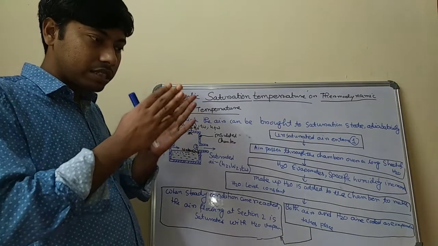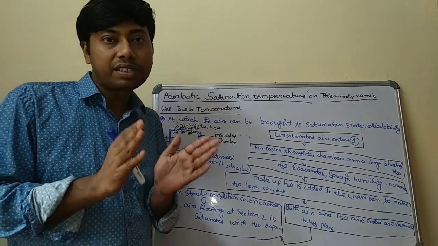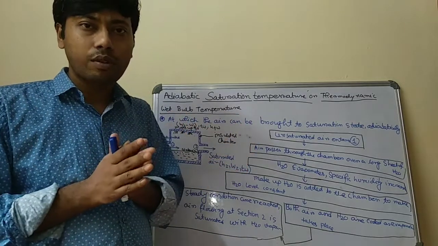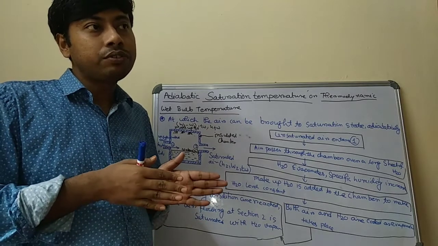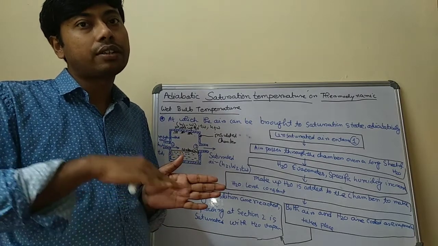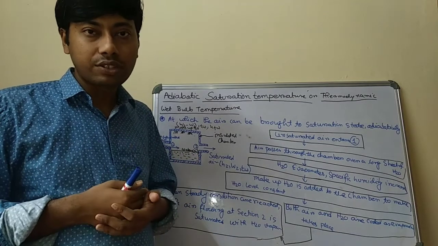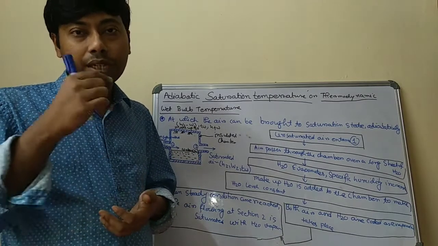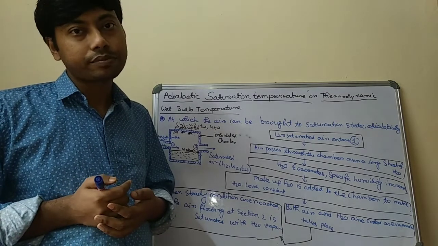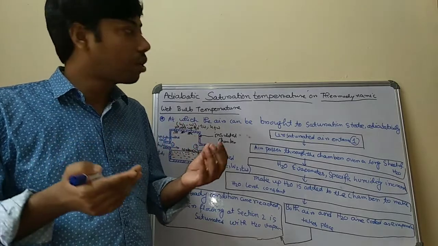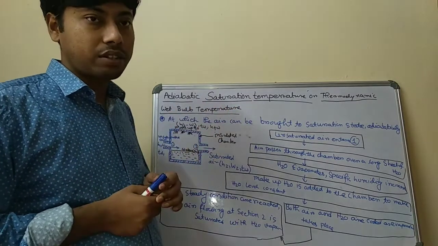Now, normal air in the atmosphere is, as we know, unsaturated air. If you change it from unsaturated air to saturated air adiabatically, reaching the saturation state, that particular temperature is called the adiabatic saturation temperature, and it is also sometimes called the thermodynamic wet bulb temperature.